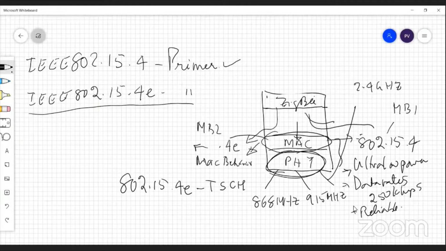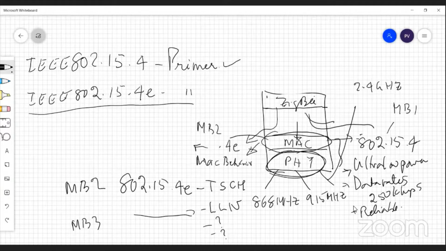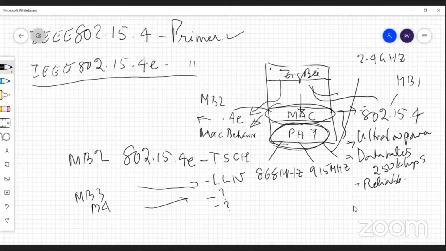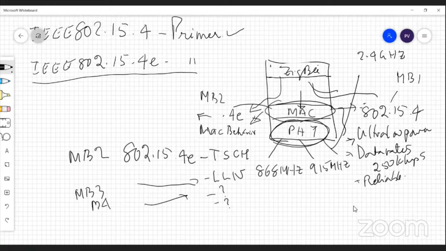TSCH. You should be very careful. You can also have LLN. Okay, you can have something else. You can have something else also. I'll show you the paper where all these things are defined. So be very careful about the MAC behavior. So this is MB2 from what we just did. This will be MB3. It will still be 15.4e, but it will be MB3. You can have an MB4 and so on and so forth. So you have to understand that it's a big standard, well matured, and absolutely wonderful to choose.